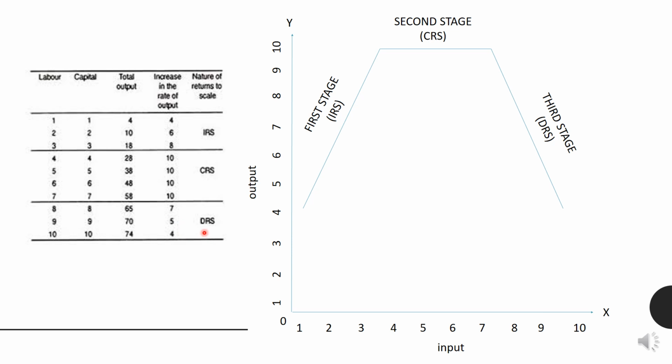So the same thing can be shown with the help of a diagram. So it's a two-dimensional diagram. On the x-axis we show the input of labor and capital, and on the y-axis we are showing the output. So in the first stage, 1 unit of labor and capital, 2 units and 3 units of labor and capital, the production increases to 4, 6 and 8 units. Later on the MP remains the same, 10 units, and in the third stage it starts decreasing. So this is about the law of returns to scale.